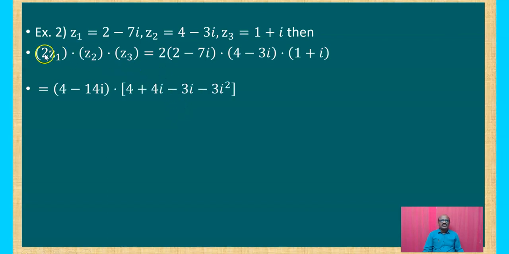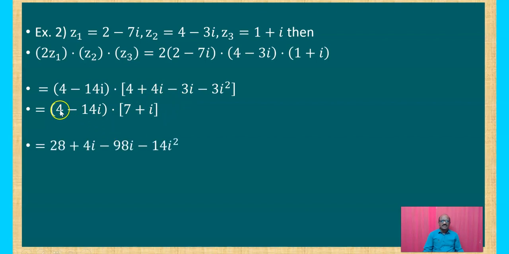Substitute their values. That is 2 into z1. That is 2 into 2, 4, and 2 into 7, that is 14. Next, the multiplication of this bracket. 4 into 1 is 4. 4 into i, 4i. Minus 3i into 1, minus 3i. Minus 3i into i, minus 3i square. Now simplify this. i square is minus 1. Minus 3 into minus 1 is 3. 3 plus 4 is 7, and 4i minus 3i is i.